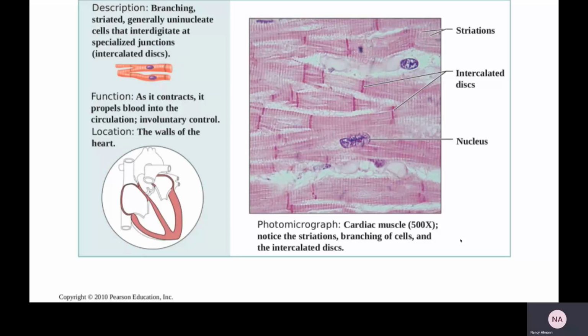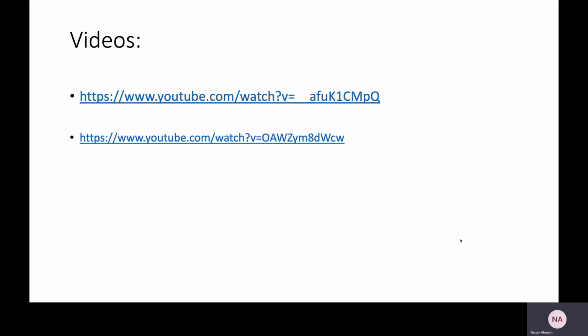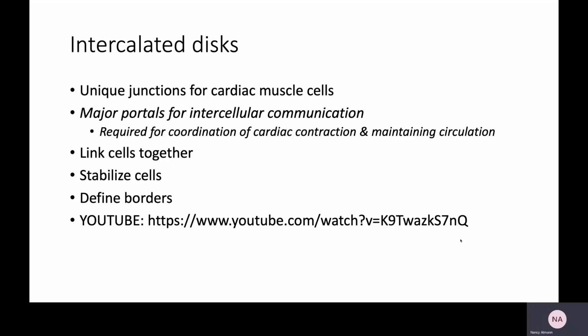This should look familiar. There are the striations, there are the branching cells, there are the intercalated discs. Small cells, single nucleus. A couple of videos, watch those. We already talked about this, but as a reminder, this is really important. They are unique junctions for cardiac muscle cells.